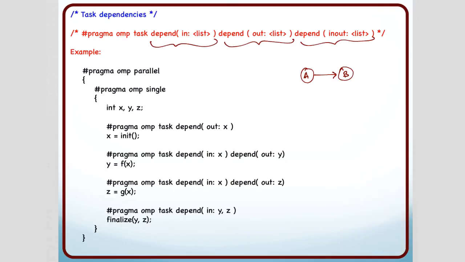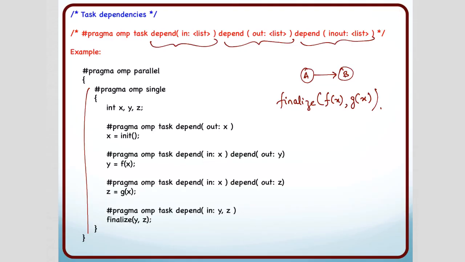How do you use these? Let's see a simple example. This is a parallel region, and inside that a single thread does some work and it's going to spawn some tasks which are then going to be handled by multiple threads. That's the way tasks work. What am I wanting to compute over here? What I want to finally compute is finalize f of x, g of x.